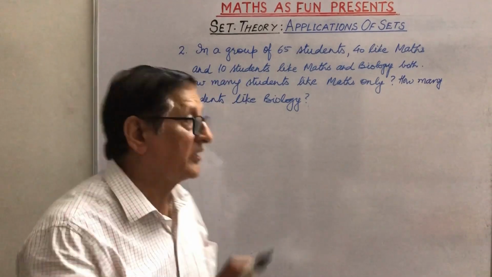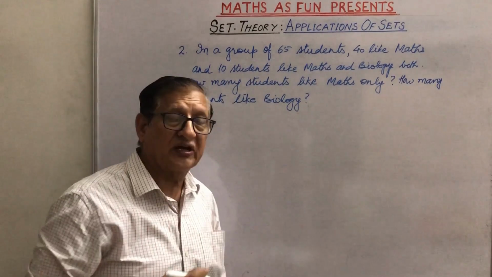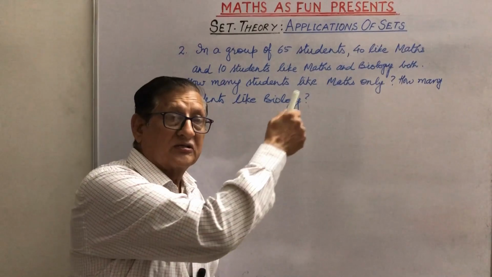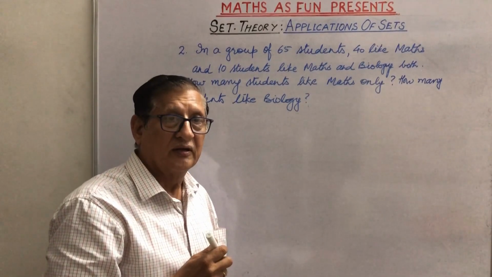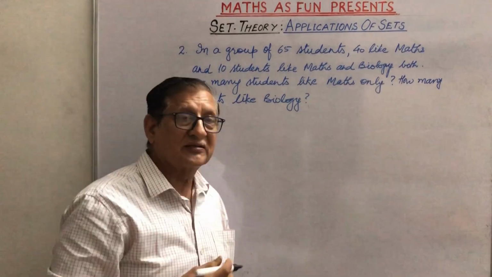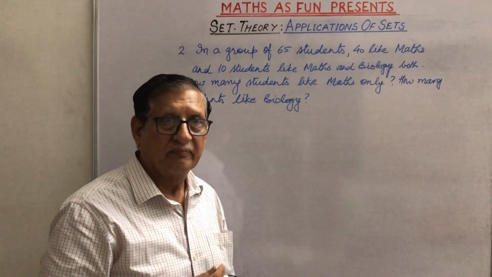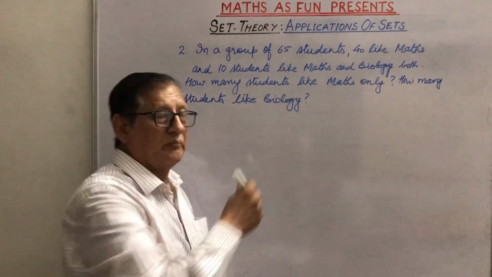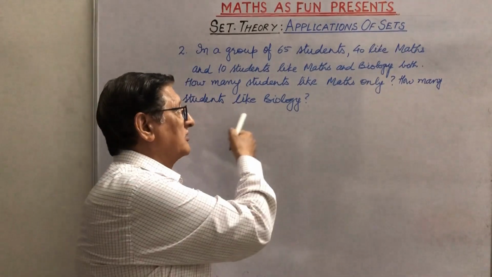The next problem here is that in a group of 65 students, 40 students like mathematics and 10 students like maths and biology both. How many students like maths only and how many students like biology?